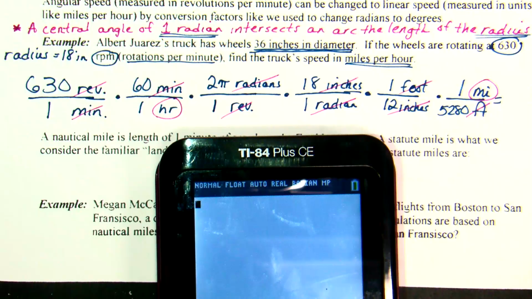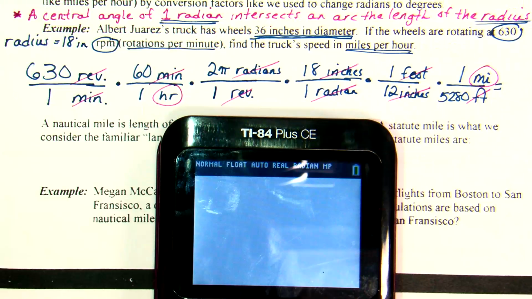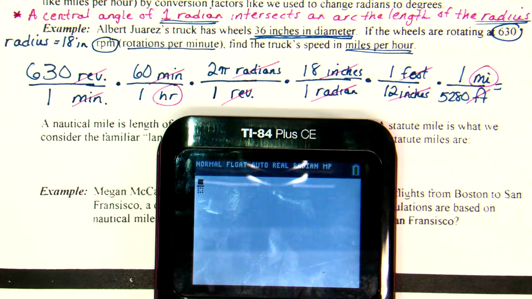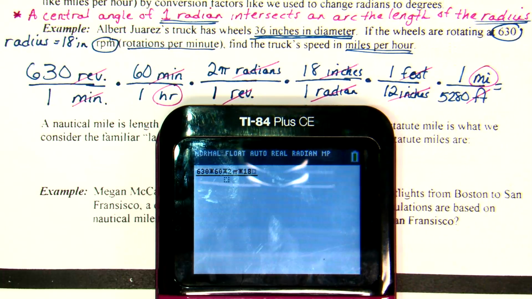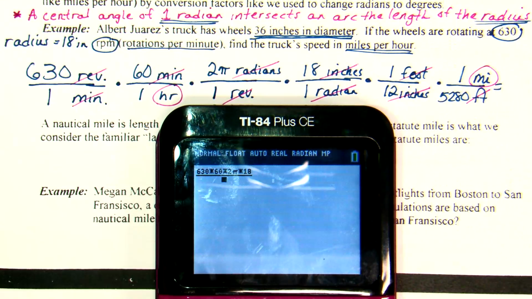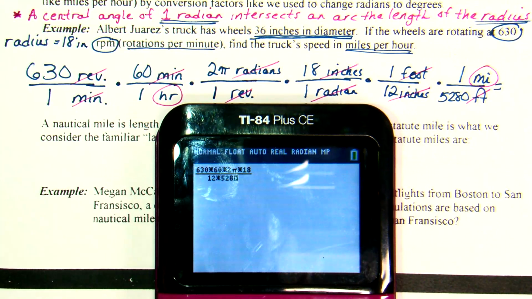Okay, so options. If you have a fraction bar, I'm going to set up a fraction bar. And what are my top numbers? 630 times 60 times 2, and I'm going to use the pi symbol, times 18, times 1, which I don't need my ones. Then I'm going to go to the bottom of my fraction, and what am I putting? 12 times 5,280. This is one way to get your calculator to do what you want it to do. If you get this answer, you have found an appropriate way to do this on your calculator.